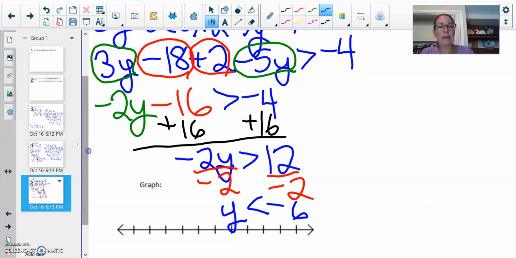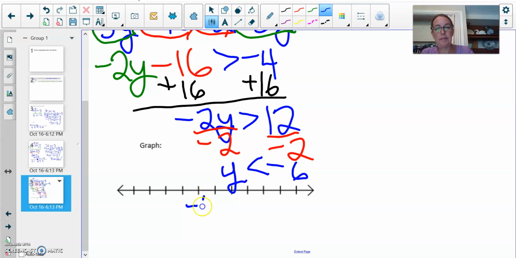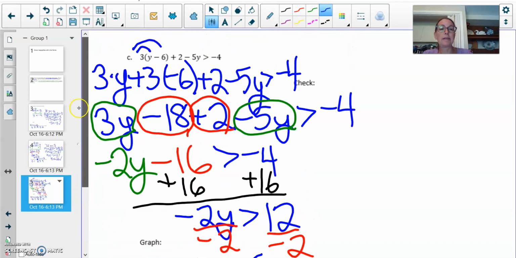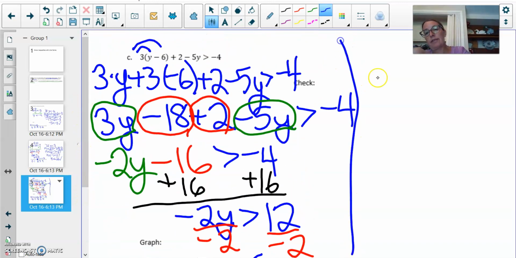On my graph, put -6 in the middle. Go 2 values either side of it. Okay, my solution is open at -6, shade towards the left. Pick any number in that shaded region for your check. I'm going to use -10 because it's an easy number to multiply with. So go back to my original for my check.